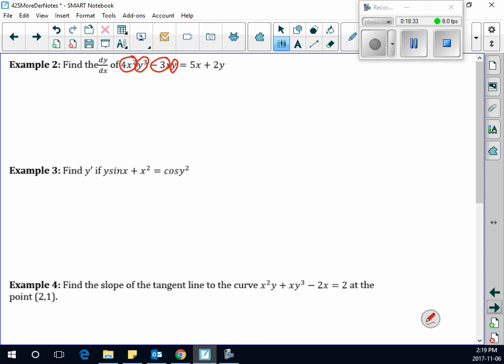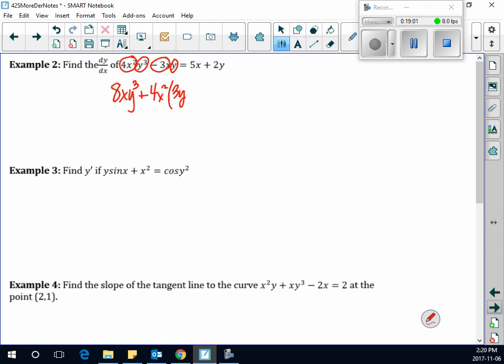Okay, so we're going to do the product rule for 4x squared y cubed. So the product rule says find the derivative of the first. So what's the derivative of the first? 8x, leave the second one alone. Does everybody see? Beautiful. Plus, leave the first one alone. Find the derivative of the second. So what's the derivative of the second when we're doing implicit differentiation?